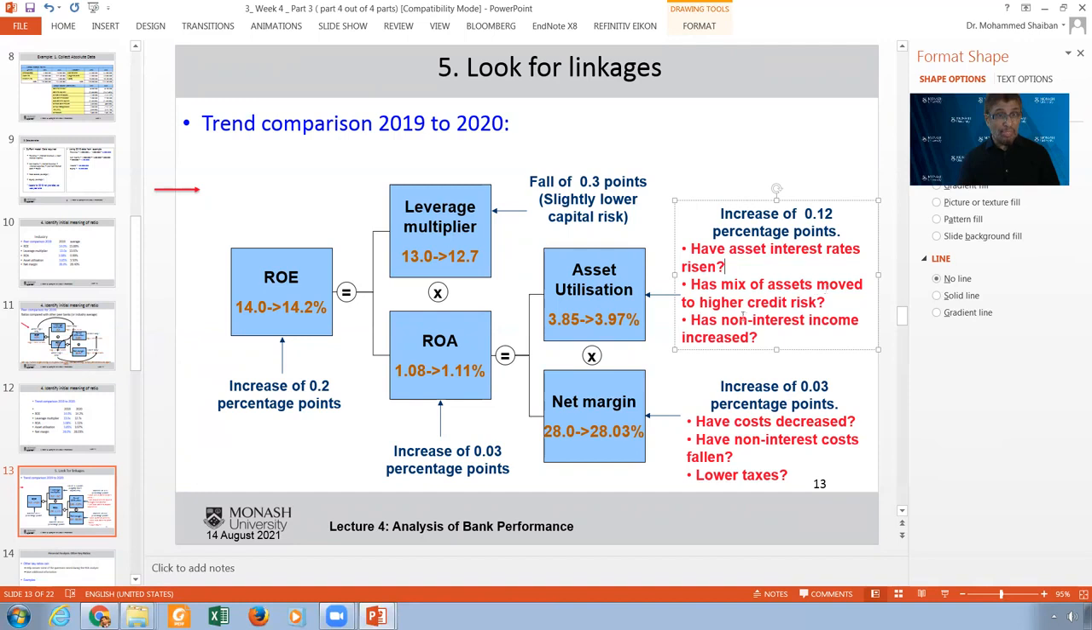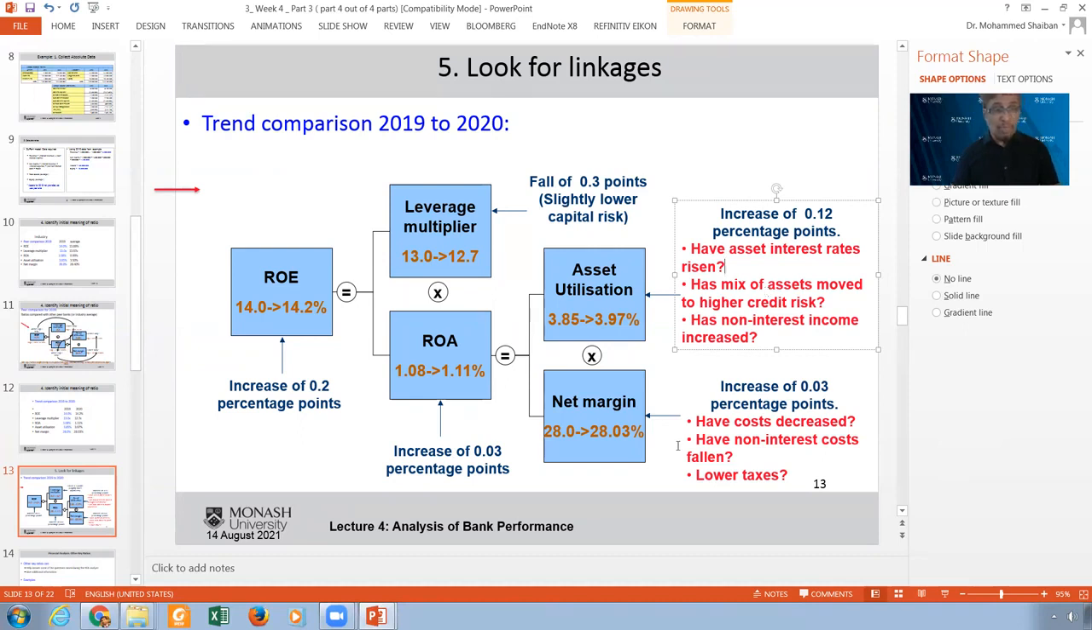Or maybe the mix of the asset moves to higher credit risk, which means we started now to move to more risky loans that give more return, or maybe we are going into some risky derivative operations, speculations, whatever, that is increasing our income. Or maybe has non-interest income increased? Is it from trading or from the loans, or maybe we move, as I told you, to a different stage of operations where we take more risk and achieve more returns.